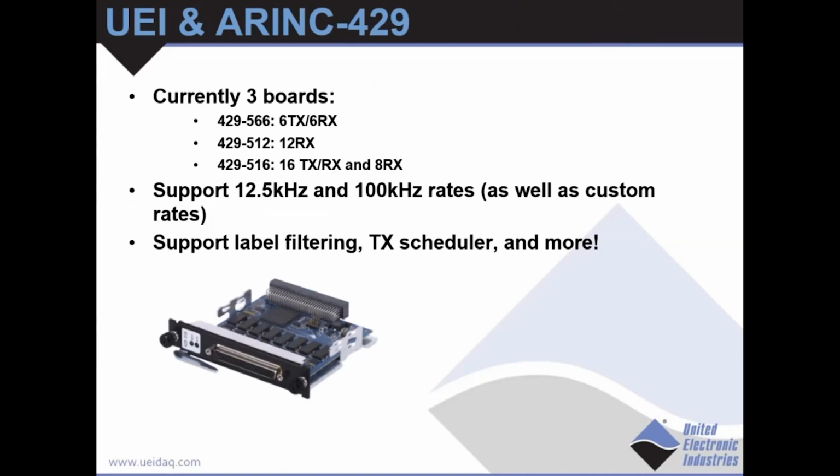So UEI and ARINC429. Currently we have 3 different boards. I've labeled them here. There's a mix of different TX and RX. The last one on the list, we have 16 channels that you can configure between TX and RX, and there's also a dedicated 8 receivers. All the boards support the 2 different baud rates, so 12.5 kilobits per second and 100 kilobits per second rates. We also support custom rates, so we're flexible there. We've had some customers that needed 14.5 kilobits per second, so our boards can support that as well. Then some features we'll take a look at are label filtering, our TX or transmit scheduler, and more.